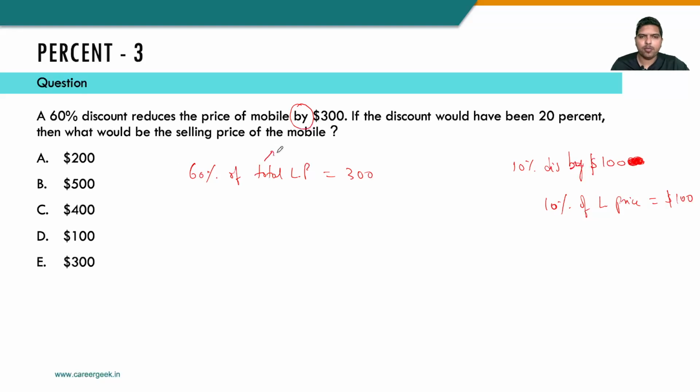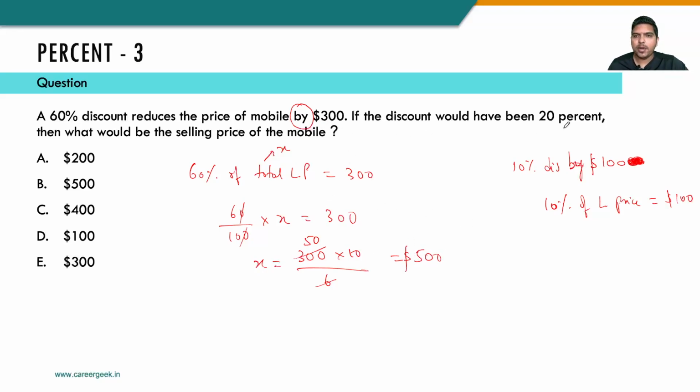So let the laptop price be X. We can find the value of X. 60% of X is 300. So X will be 300 into 10 divided by 6, which gives 50 times 10. So X, the total price, is $500.